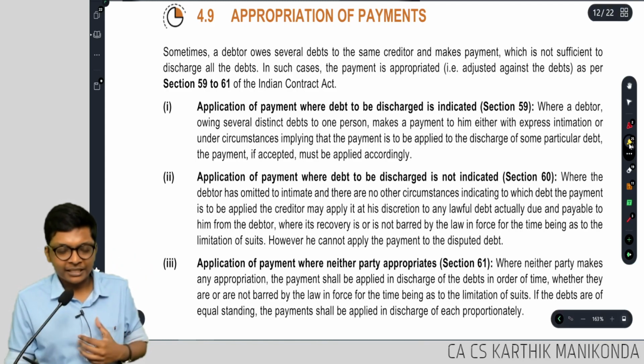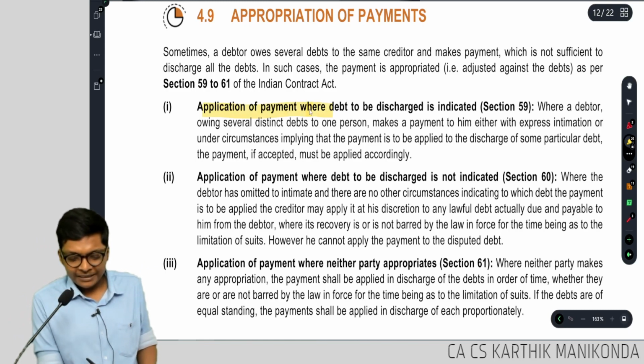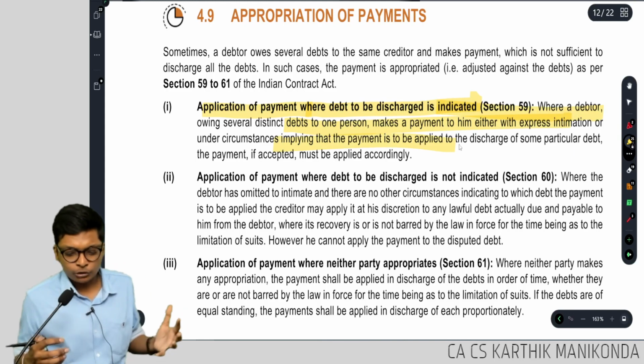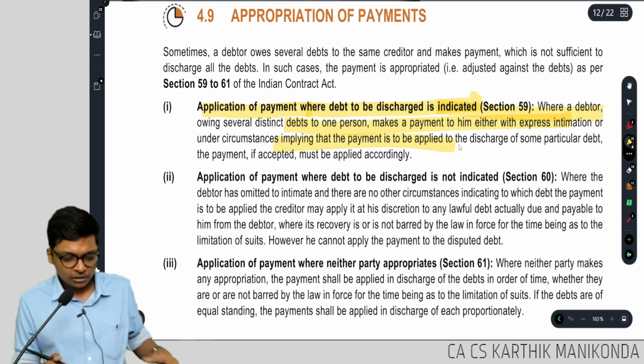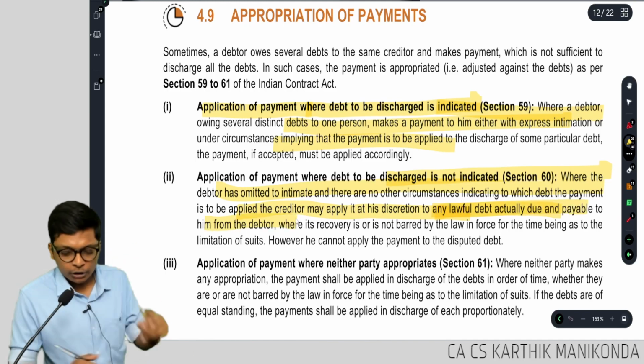And what is important here is time barred debt. Application of payment where the debtor indicates the debt to be discharged: Vijay Mallya indicates, I can adjust only with that particular debt. Where the debt to be discharged is not indicated, then the creditor at his own discretion can adjust against any lawful debt. He can't adjust with 2 loans.